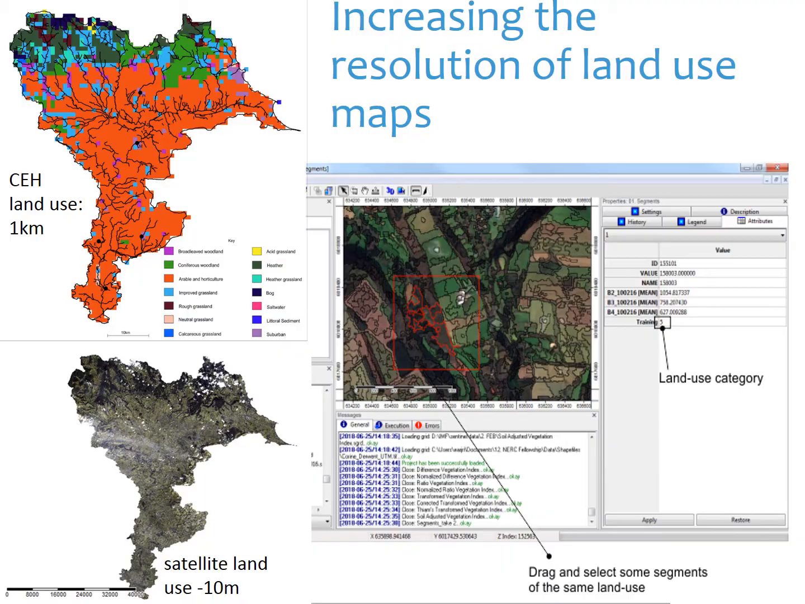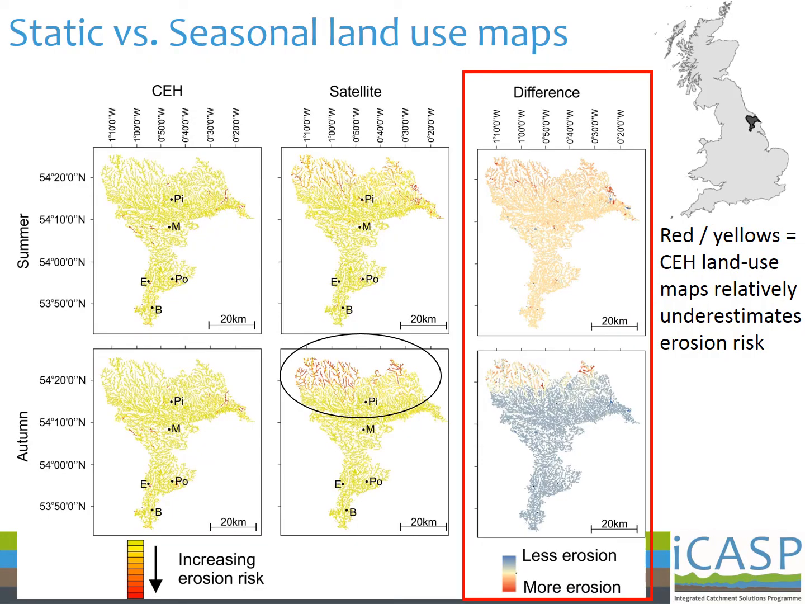By using satellite-derived land use maps, we were able to create seasonal land use maps that can show the percentage change of bare land within the Derwent catchment. So we had maps for autumn, summer, spring, and winter. And you can see on these figures the output from SCIMAP. Where there's more red, there's more erosion risk.